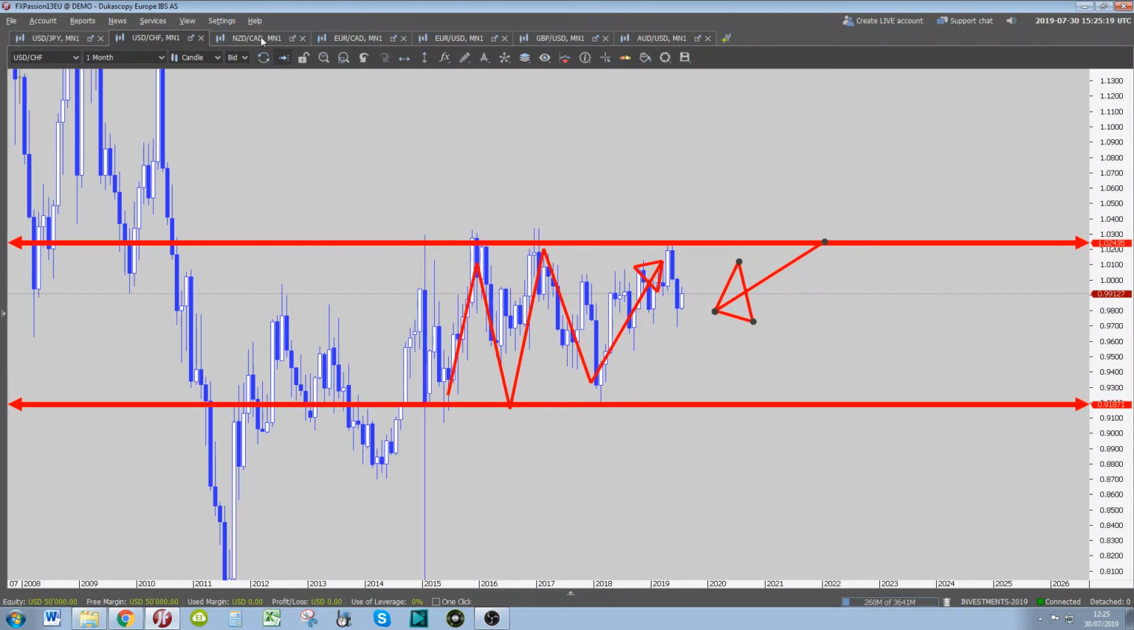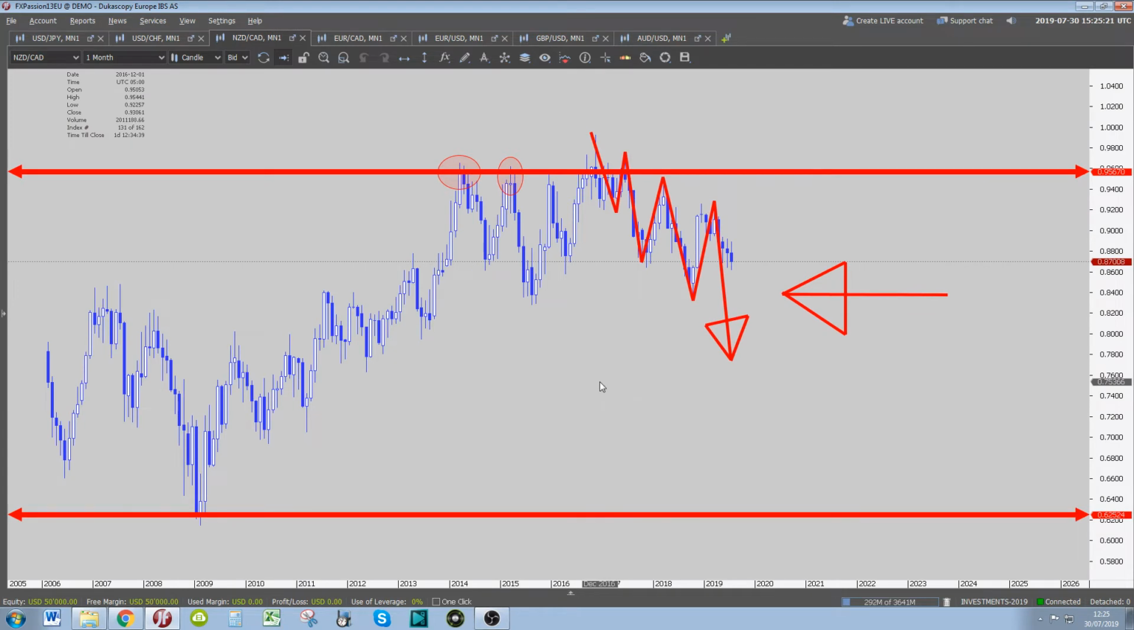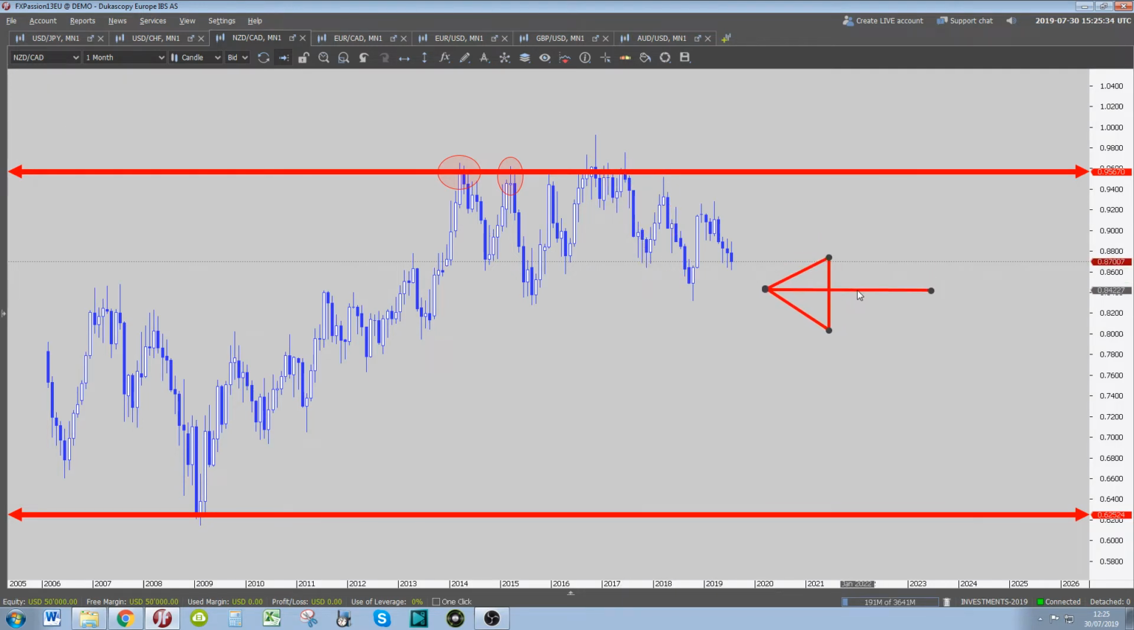Okay. NZD CAD, Mike, Max, Miguel, and MJ. NZD CAD, short or long? Sell NZD CAD or buy NZD CAD? What do you think? NZD CAD just broke the trend line.